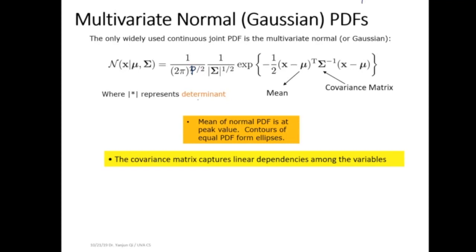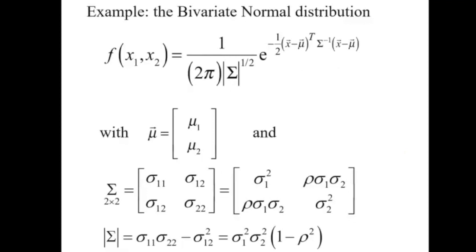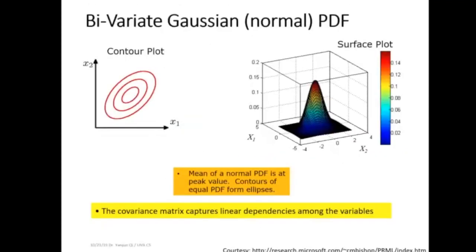The covariance of the normal distribution captures linear dependency among the variables. So what do all those mean? Let's see this first, because in the two-dimensional case it's much easier to see visually. This is a contour plot of a normal distribution with only two variables.